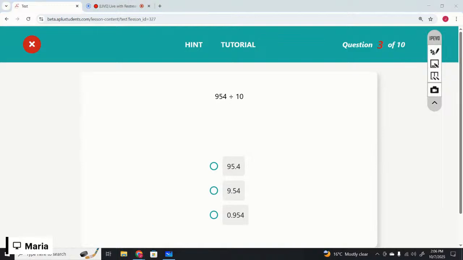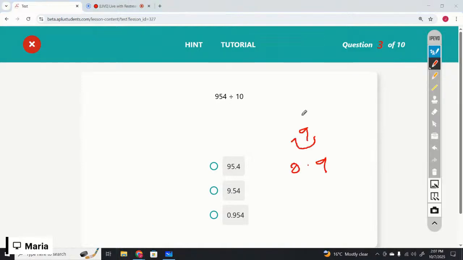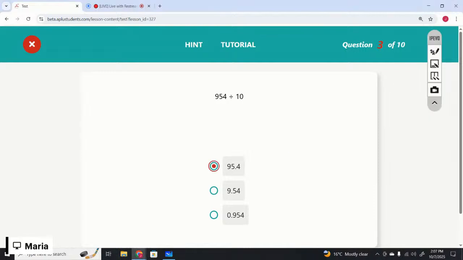954 divided by 10. So the divisor has only one zero. So you need to move the decimal point one place left. So move the decimal point from here to here. So it is 95.4. The correct option is option number 1, that is 95.4.